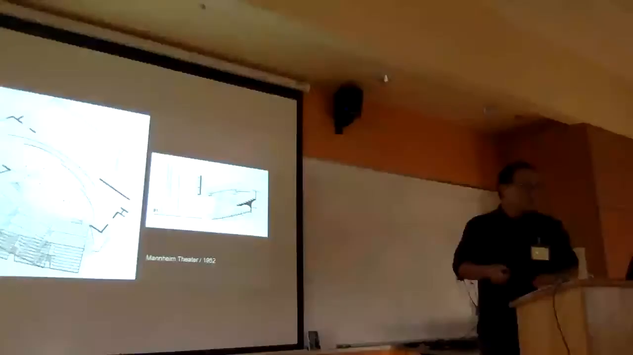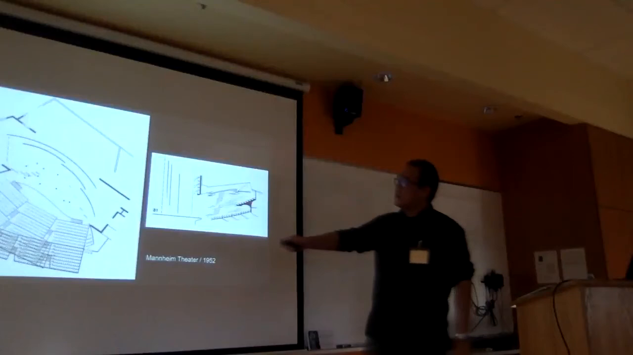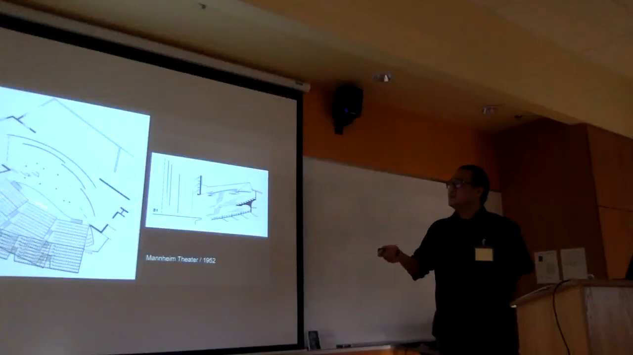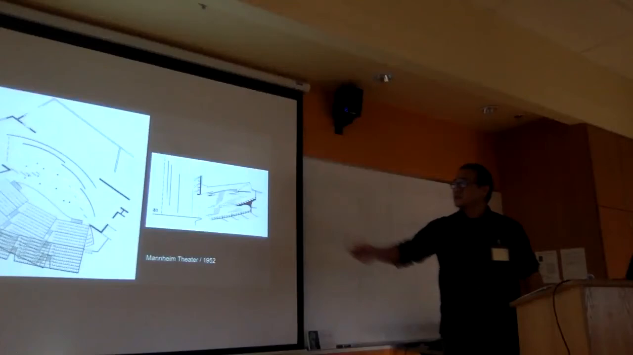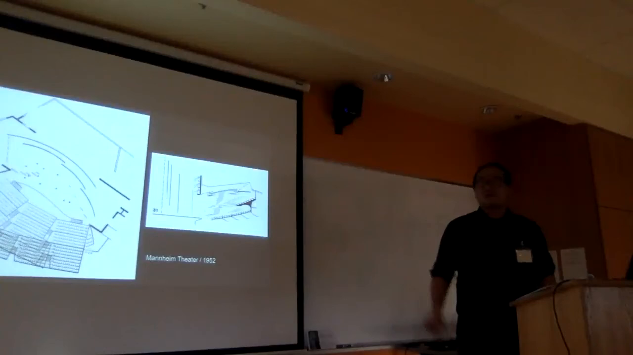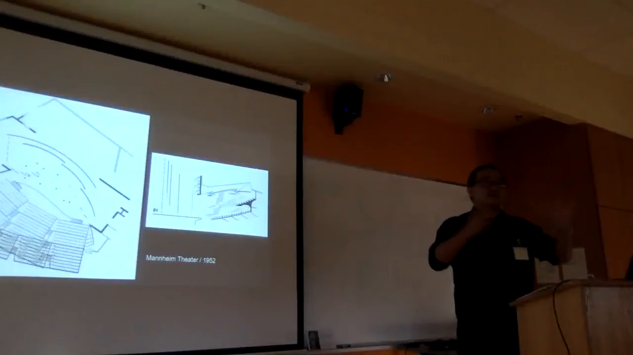So how did he design his theater? He manipulated the audience area into several groups, and he prolonged the width of the stage. So every audience member in his seat has to move his head or at least move his eyes to follow the movement of the performer on the stage.